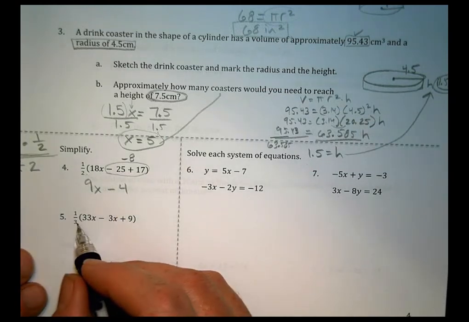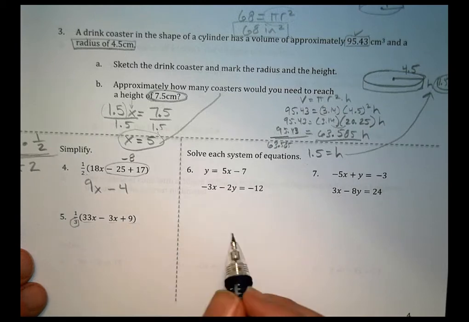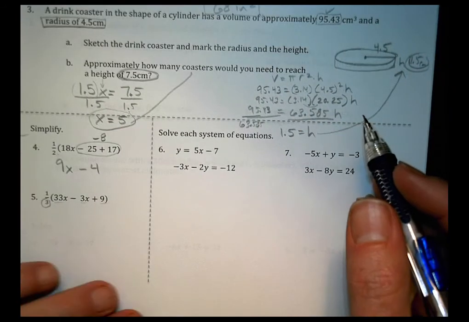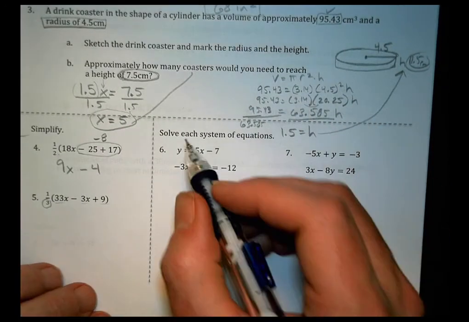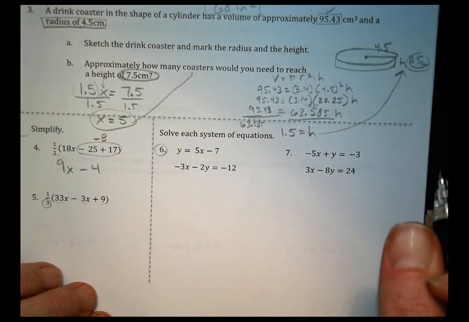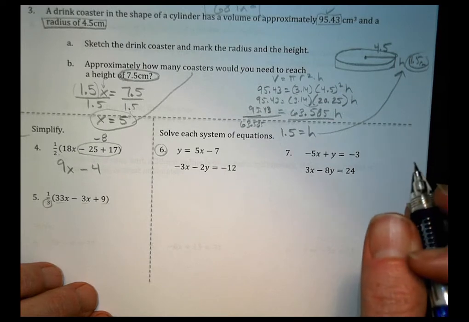Don't forget here, same thing. We're dividing everything by 3 this time, all the way across. Easy breezy. And let's look at number 6. Another system of equations. Good practice. I'll do one of these with you, and you'll do the other on your own. Let me do the first one.